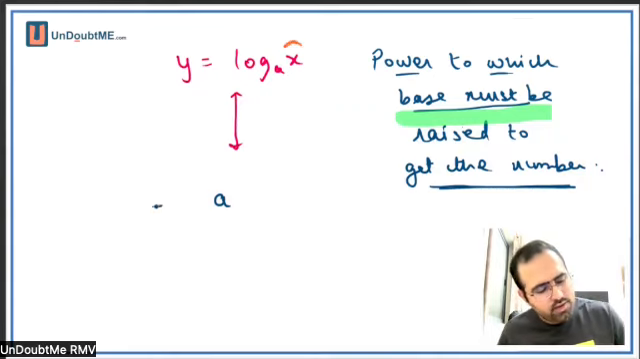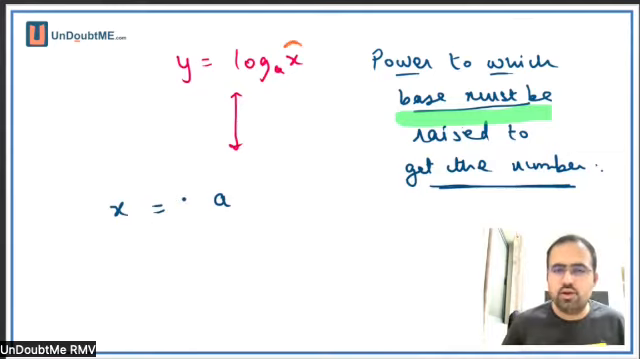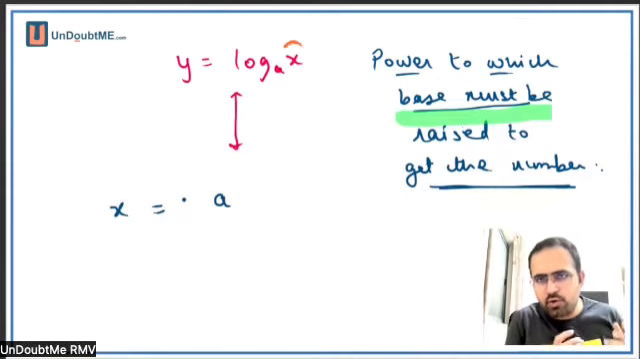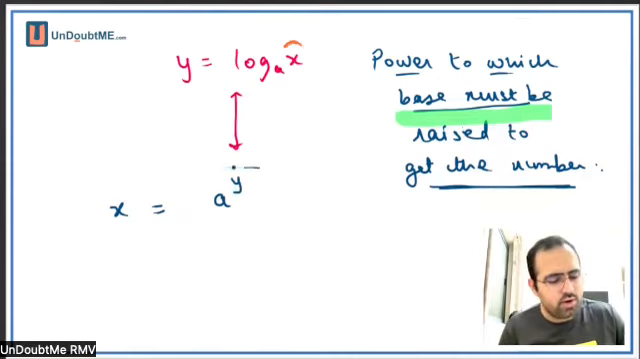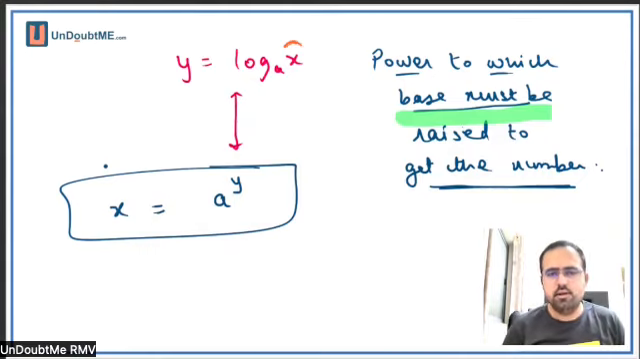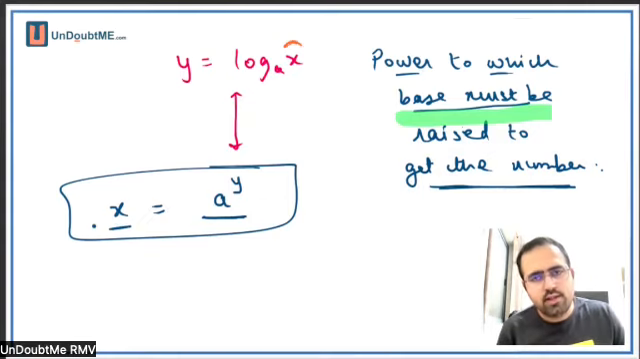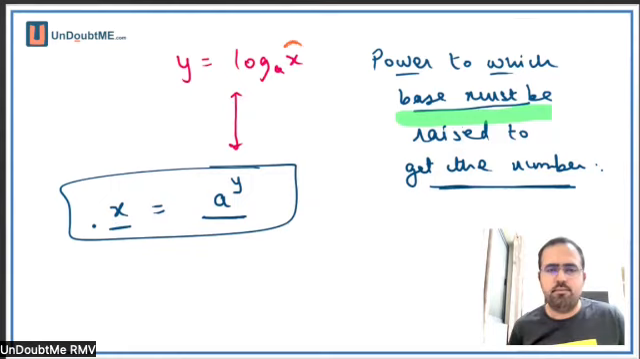I'll write it down over here. So x is equal to power to which. Because ultimately log of something is giving me a value, I have to raise the power to that value to get the number. Read that statement again, read it twice, thrice. It will make sense. Power to which base must be raised to get the number is known as the logarithm of a number. So I am raising the base to some power to get the number for which I am trying to find the log. That is called the logarithm of a number.